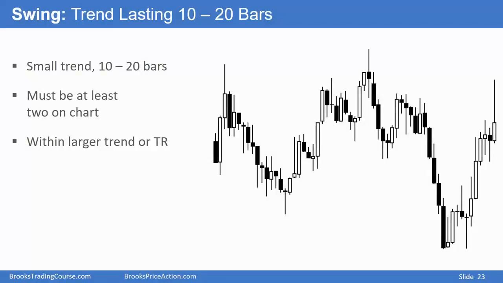The swing usually lasts 10 to 20 bars and goes far enough for a swing profit. So a swing profit, in general, is about 3, 4, 5 times bigger than the smallest scalp. Bear swing, bull swing, bear swing, bull swing.